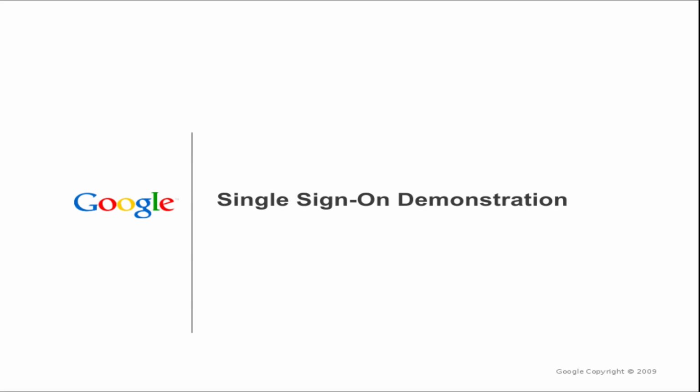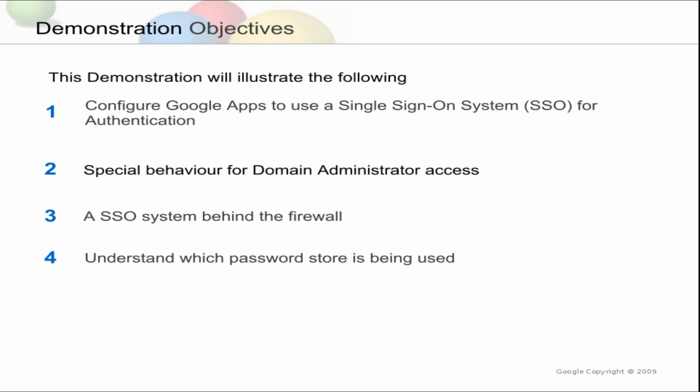In this demonstration, we're going to show how to configure Google Apps to use a single sign-on system for authentication of the users. In this demonstration, we will illustrate the following. We're going to configure the Google Apps control panel to use a single sign-on system for authentication.